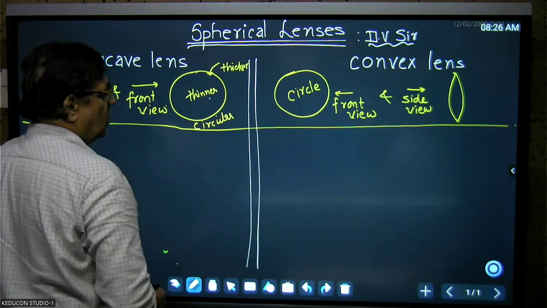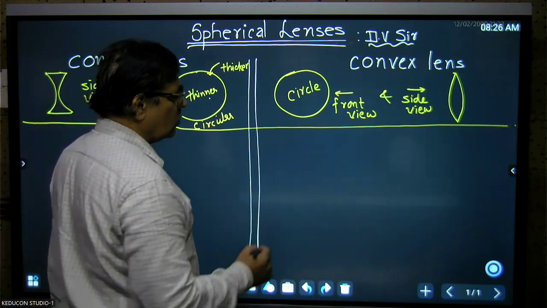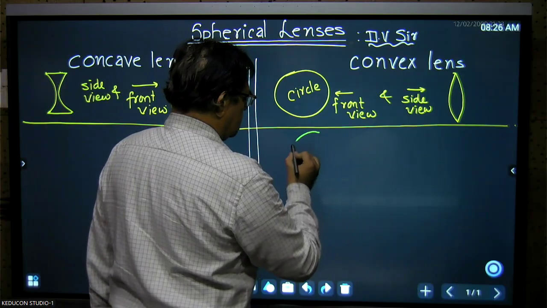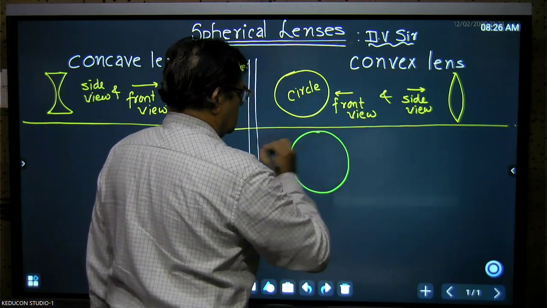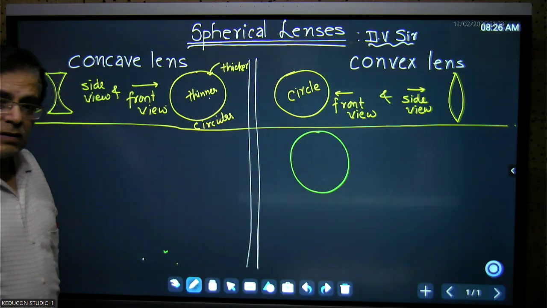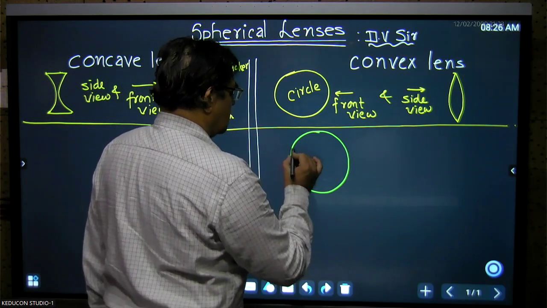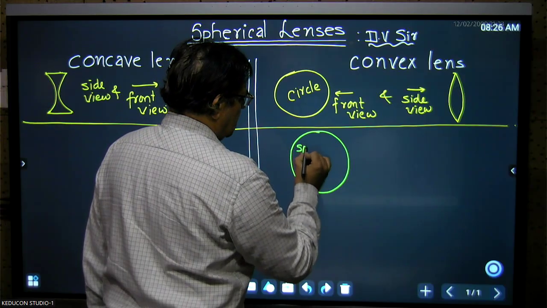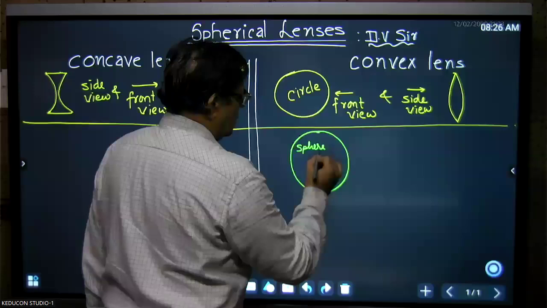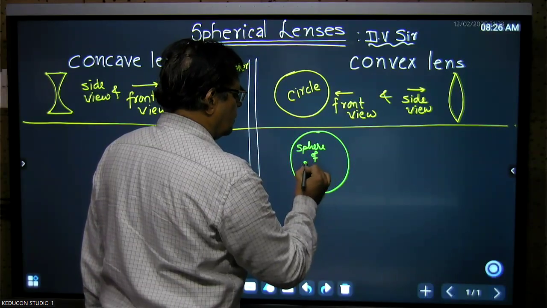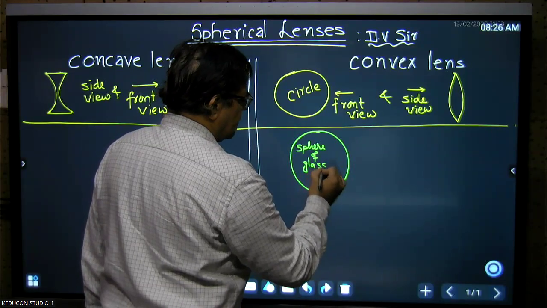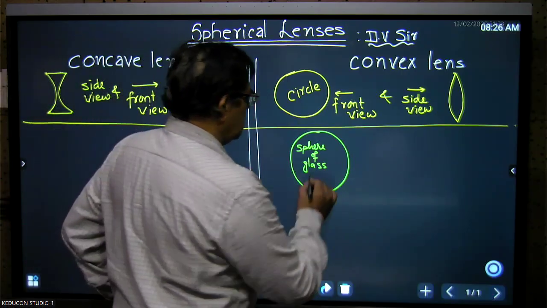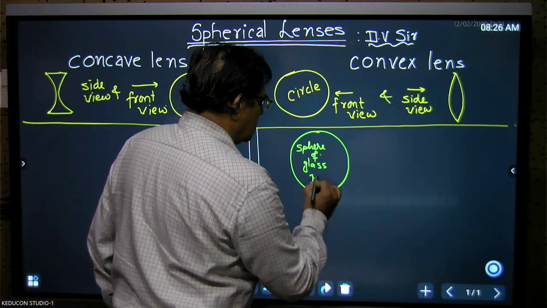Now, how we manufacture it? Look here. Suppose this is some spherical glass sphere, which is hollow from inside. Sphere of the glass or any other transparent material, and it is not solid, it is hollow.